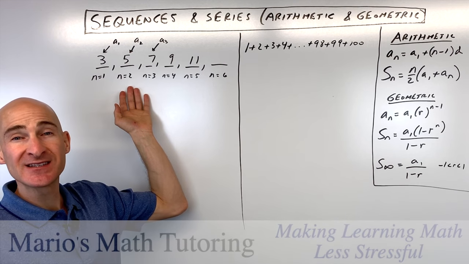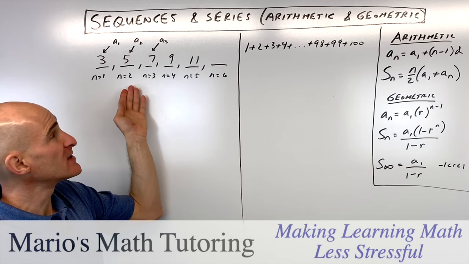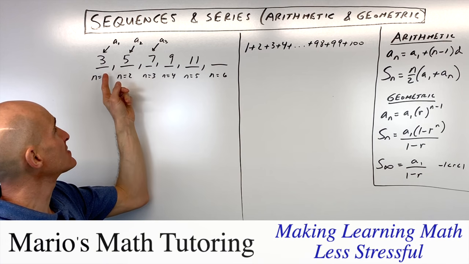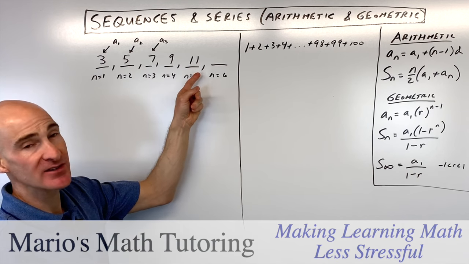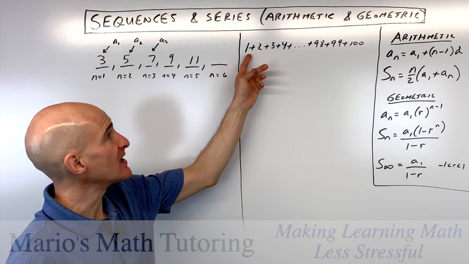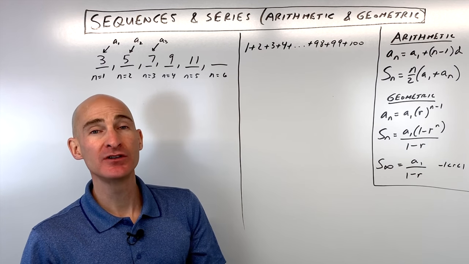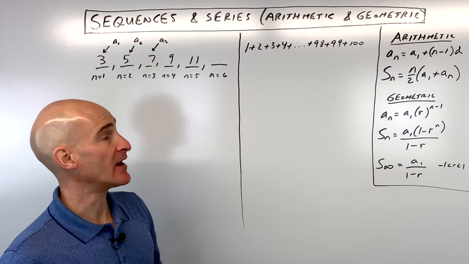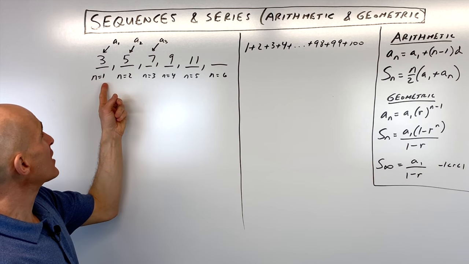What's the difference between a sequence and a series? Well, a sequence is a list, and a list is separated by commas, whereas a series is a sum. You're adding up all the terms in that series. You're adding them, so sum. But first, let's talk about the notation.